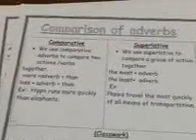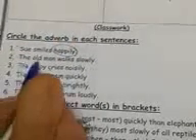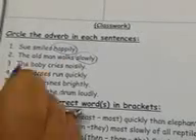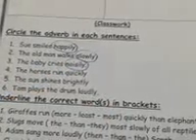Now for the classwork. Circle the adverb in each sentence. Number 1, Sue smiled happily. Happily is the adverb. Number 2, the old man walked slowly. Number 3, the baby cried noisily. 4, the horses run quickly. 5, the sun shines brightly. 6, Tom plays the drums loudly.